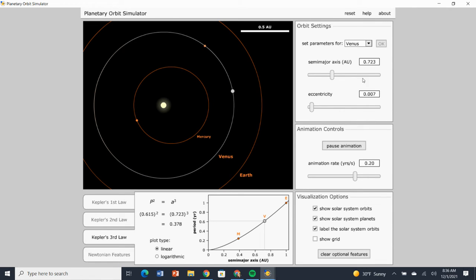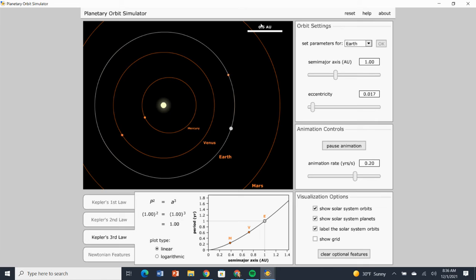And notice the numbers have changed right here. They kind of match what you're looking at right here. They just write it out for you. All right, and then you might want to pause to record your information for Venus. Then one at a time, we're going to go through each of the planets. The next one up is Earth, and we click OK.